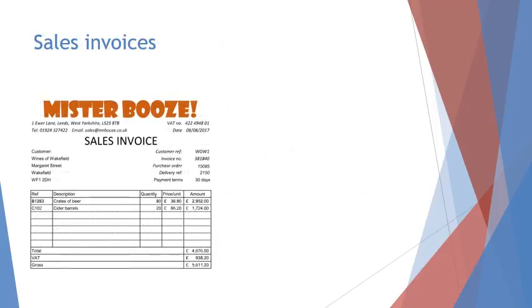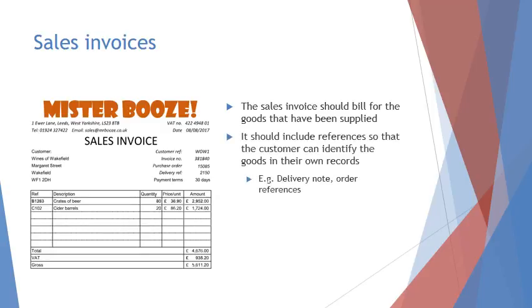Once goods have been delivered, they're then going to be invoiced for. So a sales invoice will be issued, and this should bill for the goods that have been supplied. Now, on our sales invoice, we want to make sure that the supplier's details are there and recorded. We'll want to make sure that if the sales invoice relates to a particular delivery note and order reference, then those details are on the sales invoice.